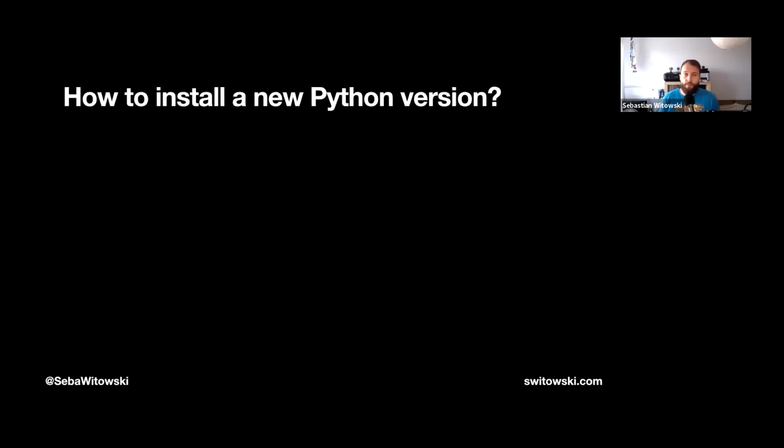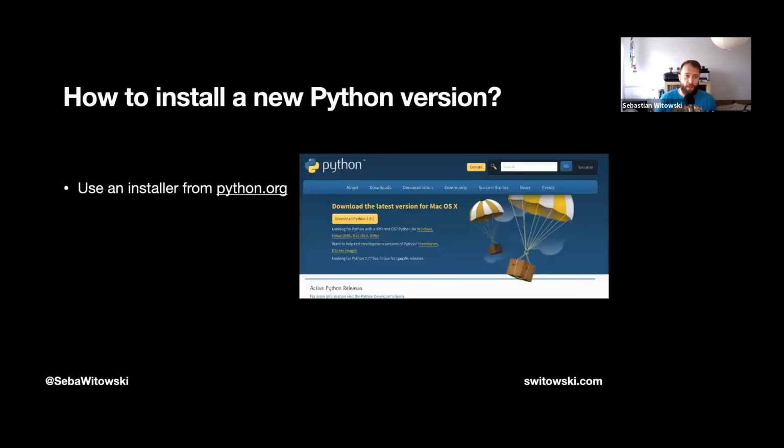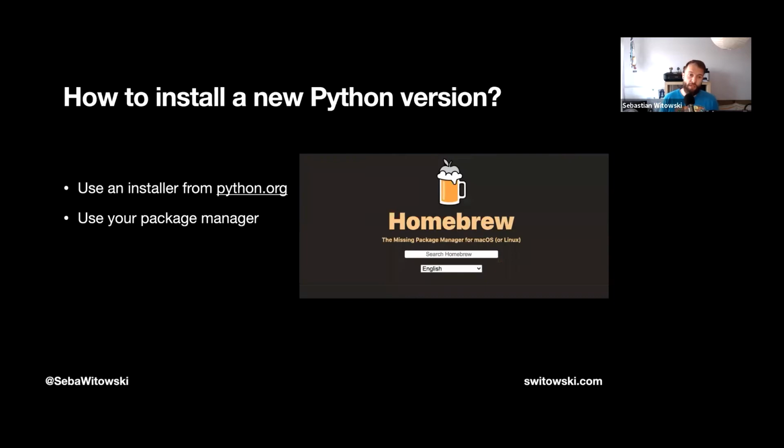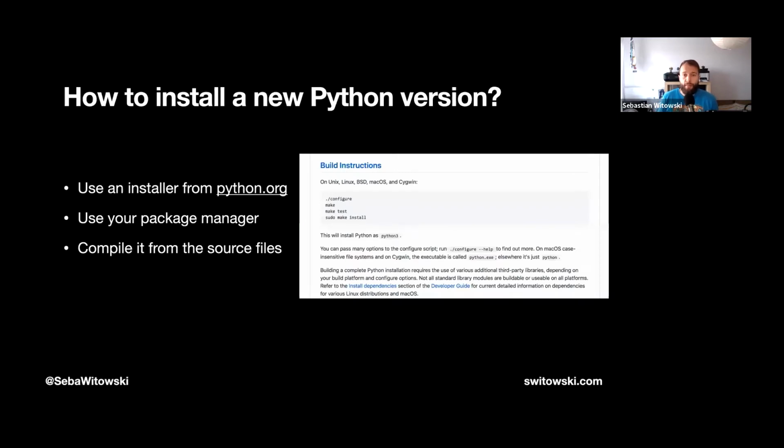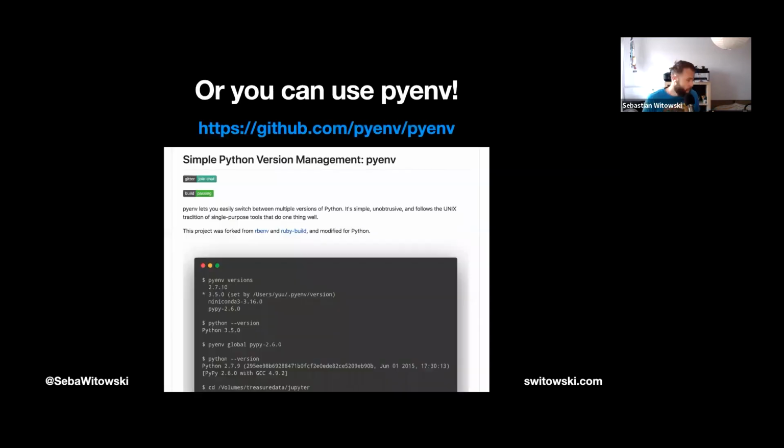So no matter what operating system you have, you will need to install Python. And there are many different ways how you can do this. You can go to the python.org website and download the installer for your operating system. You can use a package manager like Homebrew on Mac or apt-get on Linux. And you can even compile Python from the source files.